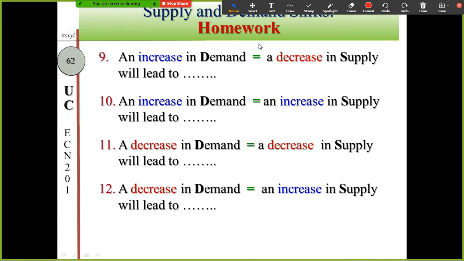Okay, your homework. In order to draw detailed graphs, maybe you need to go back to each graph of the 4 simple rules that I just presented in the previous slides.